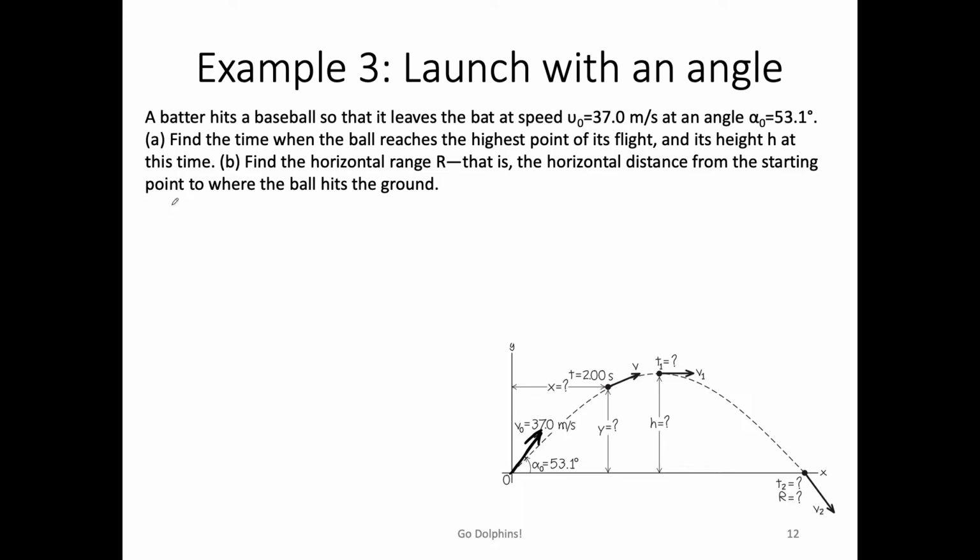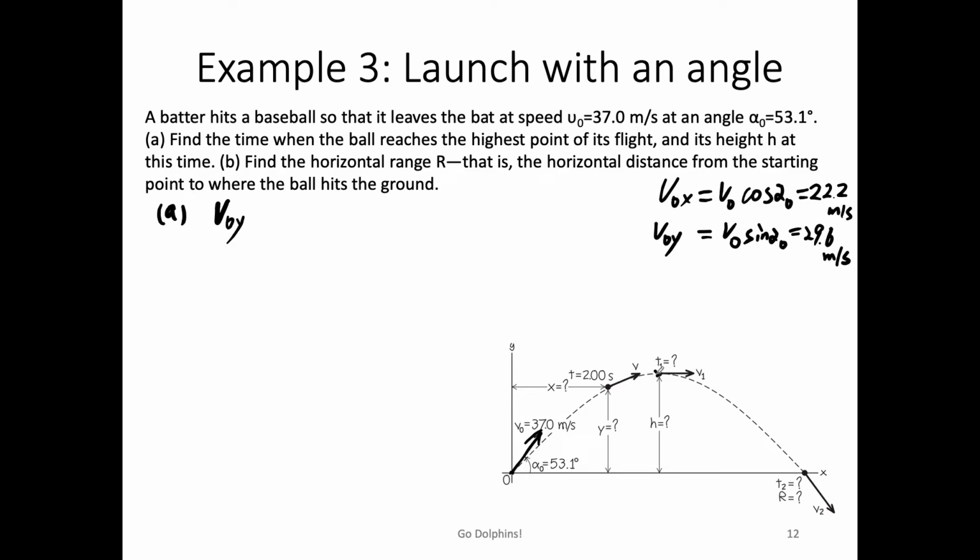And for this one, we can always find out what v0x and v0y are. v0x is v0 cosine alpha 0. v0y is v0 sine alpha 0. In the x direction it is 22.2 meters per second. In the y direction it is 29.6 meters per second. Okay, so in the y direction we have v0y.